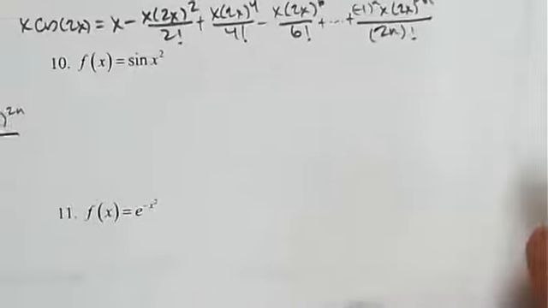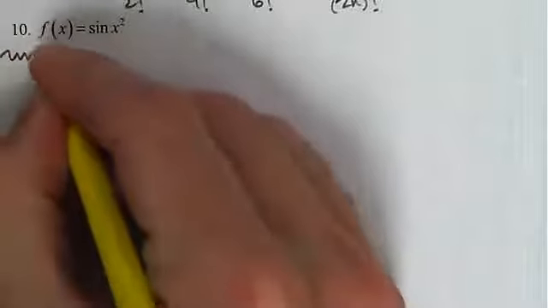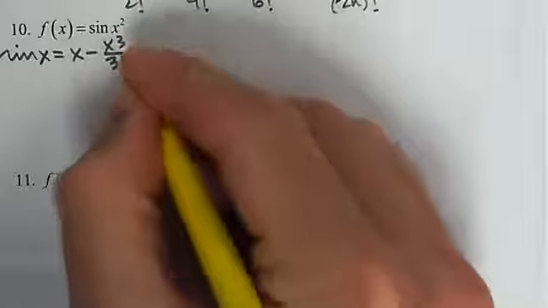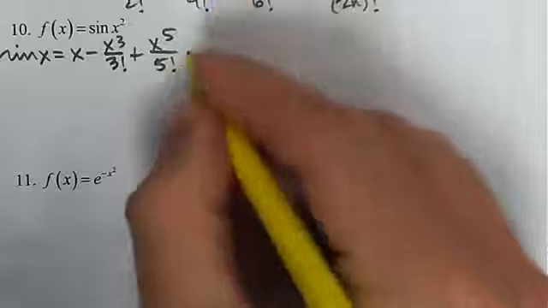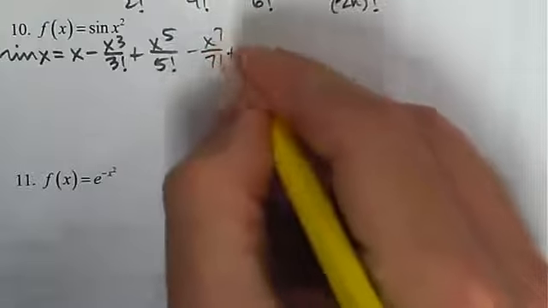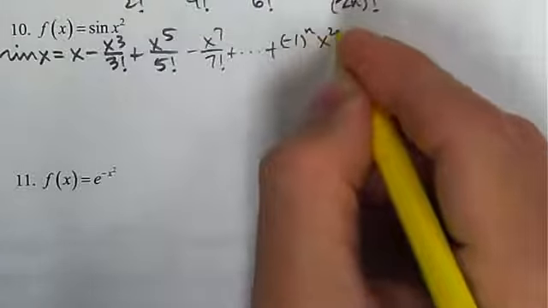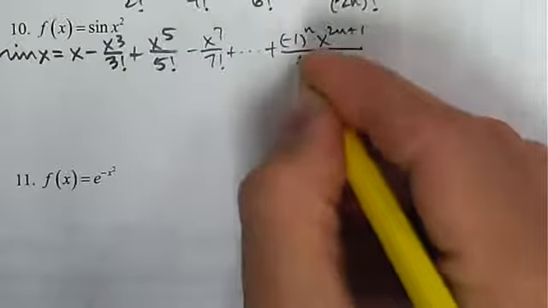All right, sine of x squared. Sine's an odd function. It's got odd numbers in its Maclaurin series. It alternates. The powers of x are odd. The factorial numbers are odd.